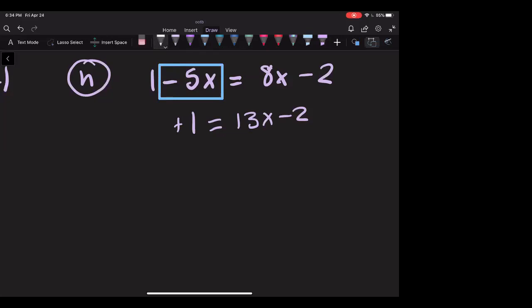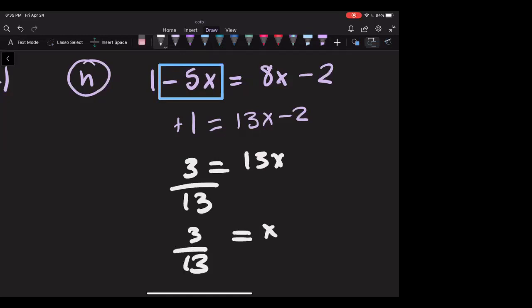One second. I got to 3, then I have to do 3 divided by 13. Yes. Yeah, that's the answer. Good job.